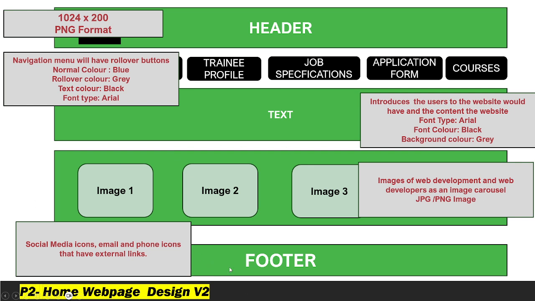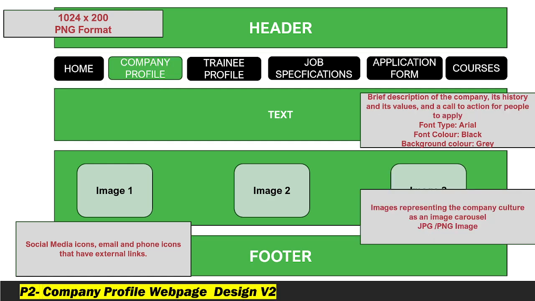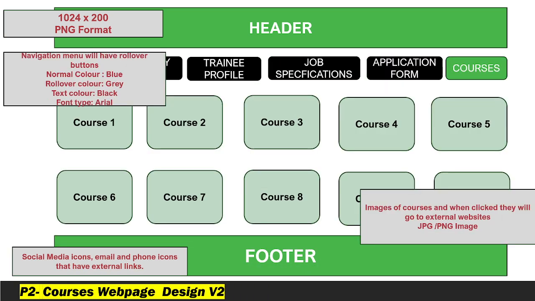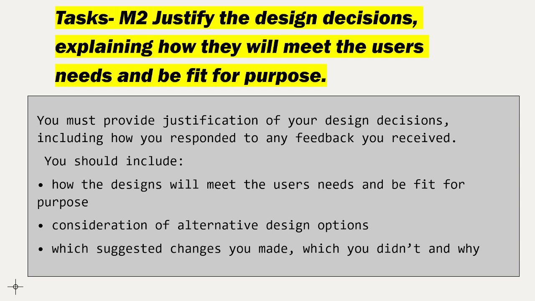So these are examples of things that we want to see as your version 2. So this goes ahead to explain the other pages. Now for the M2, justify the design decisions, explaining how they will meet the user's need and fit for purpose.